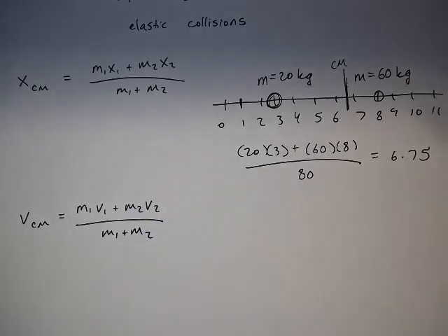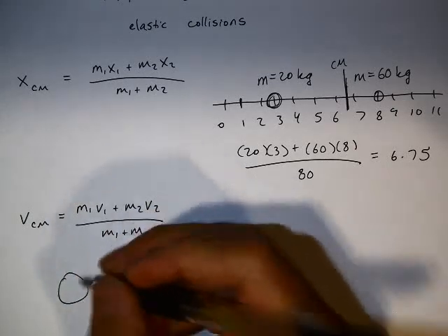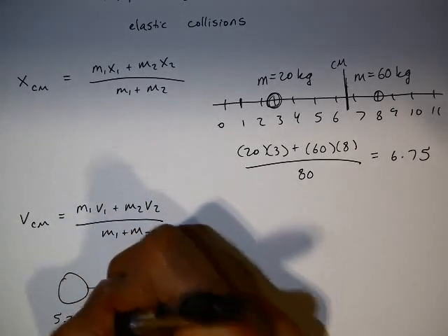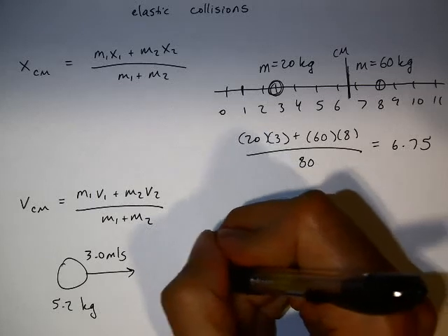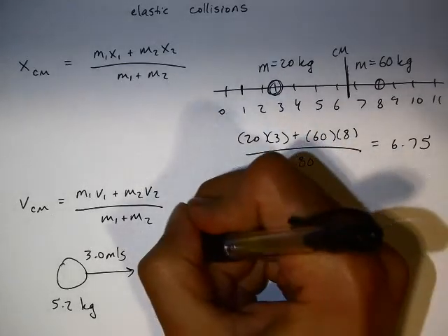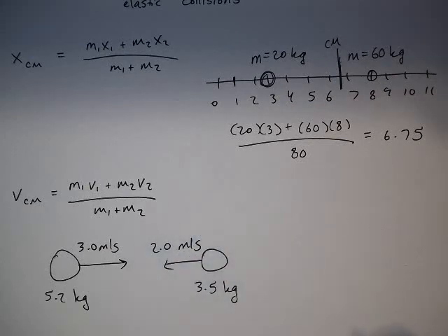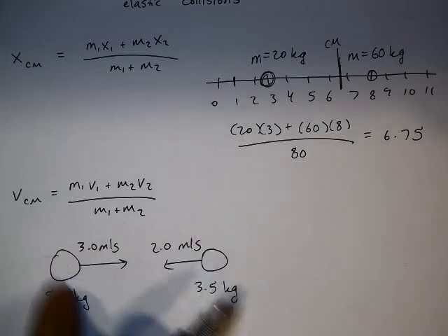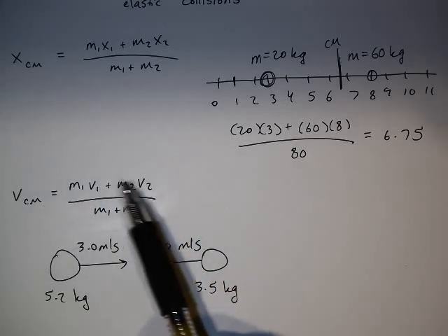So, let's say that we have an object of 5.2 kilograms moving at 3 meters per second to the right, approaching an object of 3.5 kilograms moving at 2.0 meters per second to the left. So really that's a -2, right? Okay. We can calculate the total momentum here if we want. Actually, look, in the numerator right here is the total momentum.